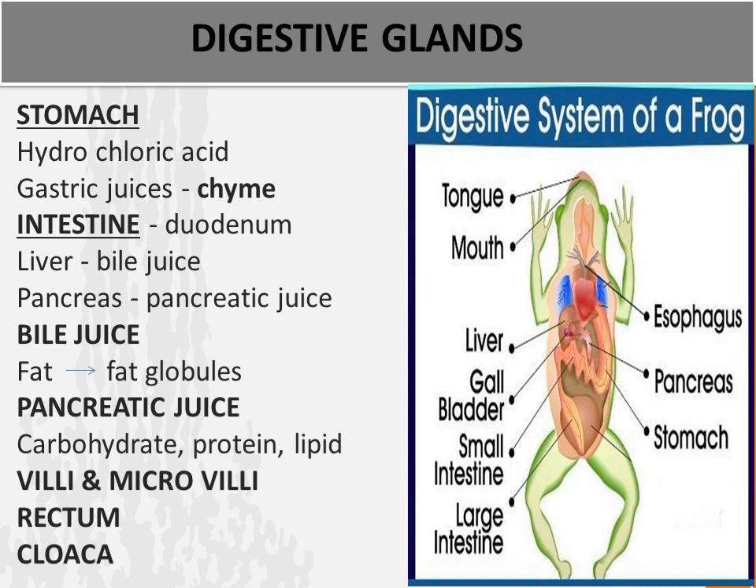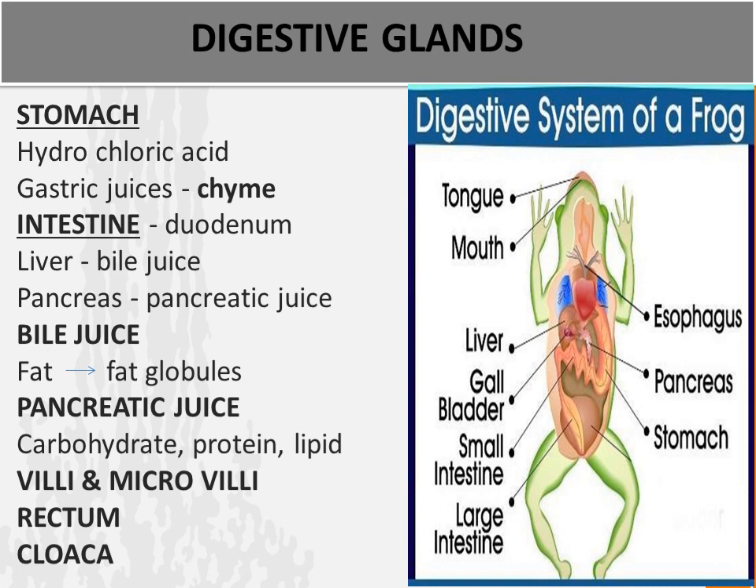So when the food comes towards this duodenum, there are two very important glands. The names of the glands are, one is the liver, another one is the pancreas. The liver is secreting one juice known as bile juice. Meanwhile, the pancreas is secreting one juice known as pancreatic juice. This bile juice from the liver reaches the small intestine through the bile duct.